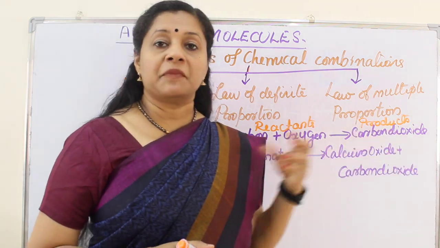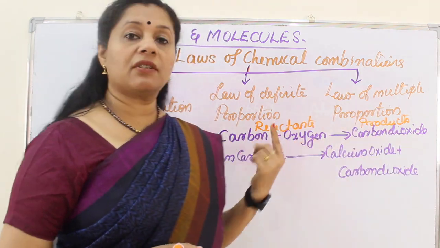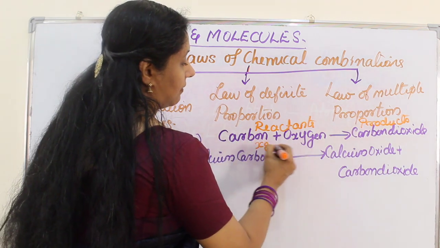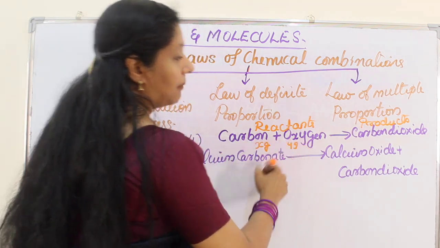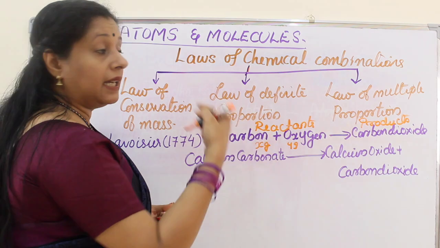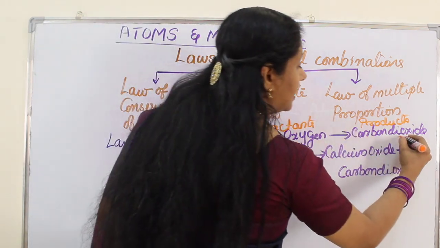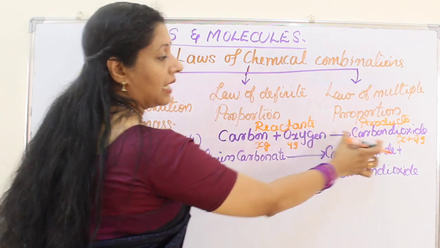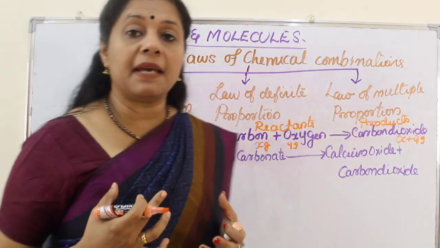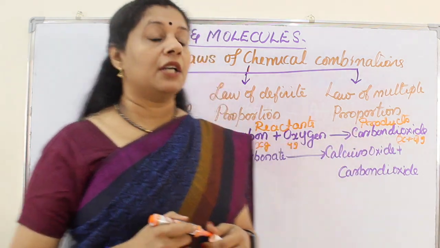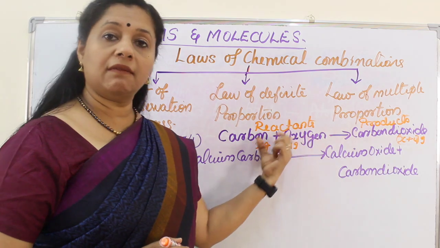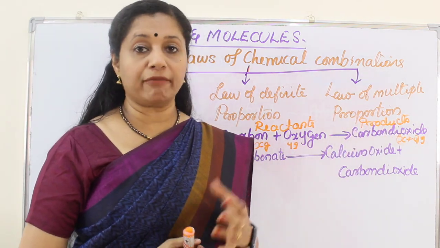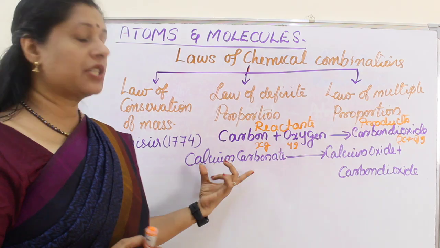Carbon dioxide. Suppose I take the individual weights of carbon and oxygen, for example, let carbon be x grams and oxygen be y grams. When I measure the weight of carbon dioxide, it will be x plus y grams. That means before and after, the mass remains the same. So the total reactant mass is x plus y, the product is also x plus y, so this is the law of conservation of mass.